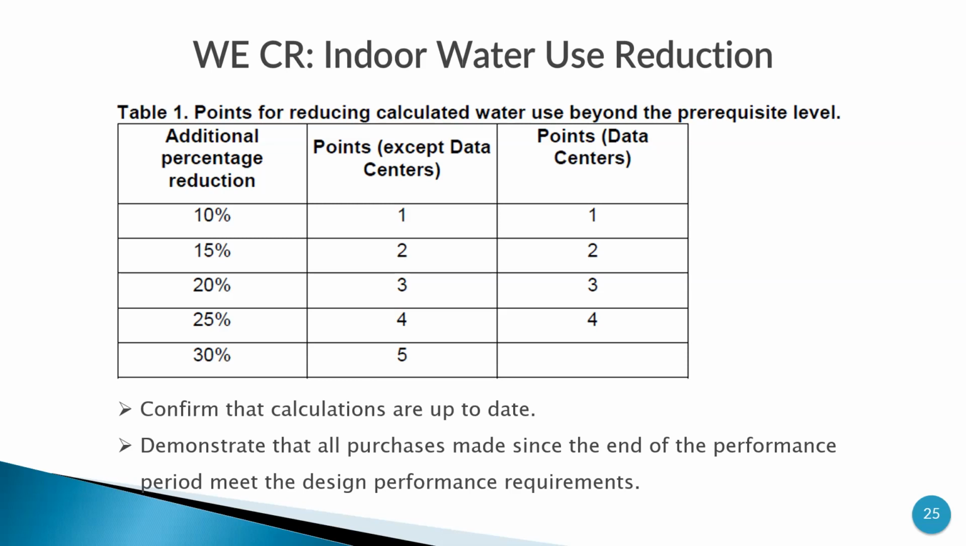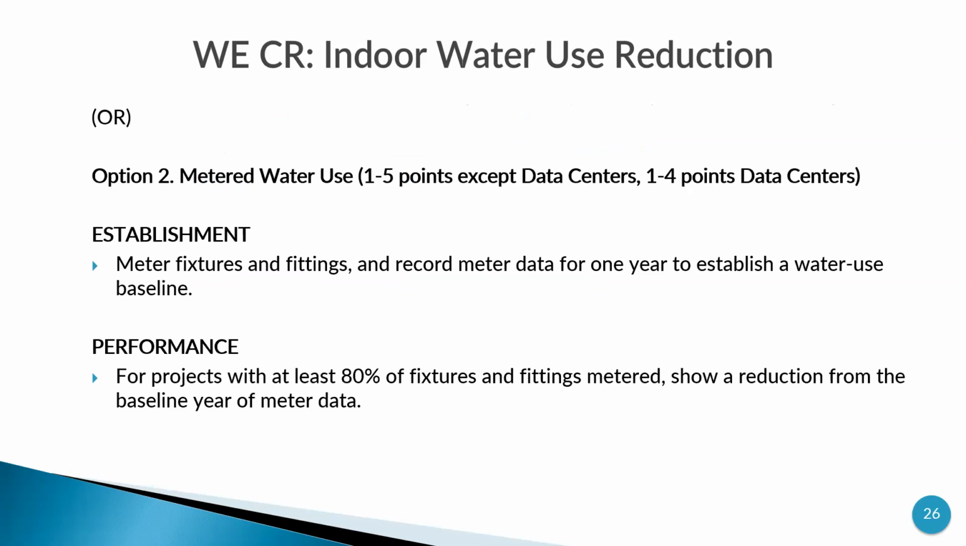Confirm that calculations are up to date and demonstrate that all purchases made since the end of the performance period meet the design performance requirements. Means if there are any changes in the fixtures, obviously you need to ensure that it is meeting the design performance requirement. Option 2, metered water use.